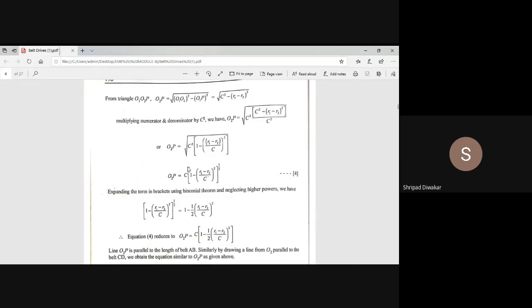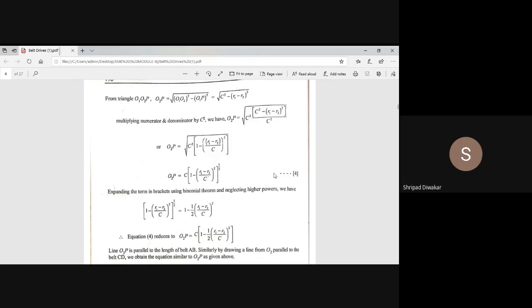O2P is what? C means the center distance O1O2. O2P equals C into the bracket 1 minus (R1 minus R2 divided by C) whole square, to the power of half. You call it equation number 4. Equation 1: L equals L1 plus L2 plus L3. What about L1? L1 is (pi plus 2 alpha) into R1. And equation number 3: L2 is (pi minus 2 alpha) into R2.